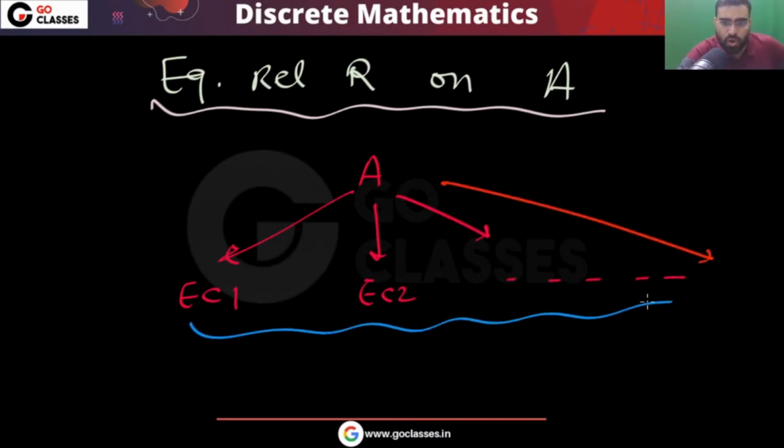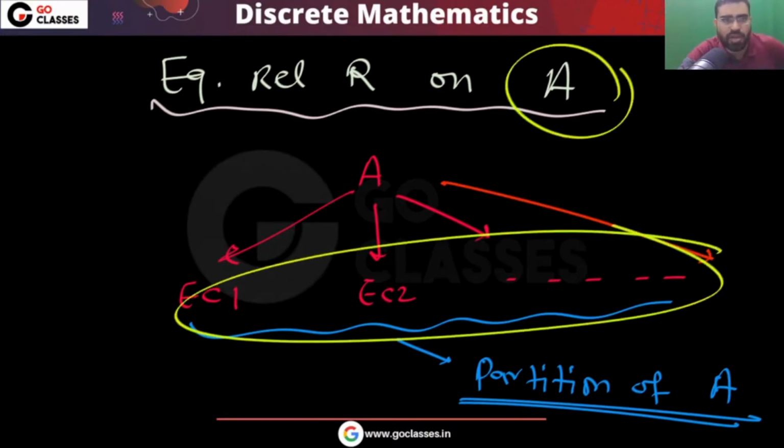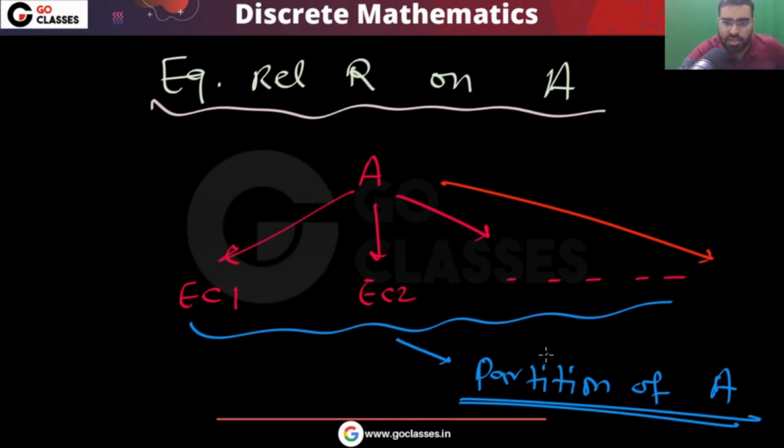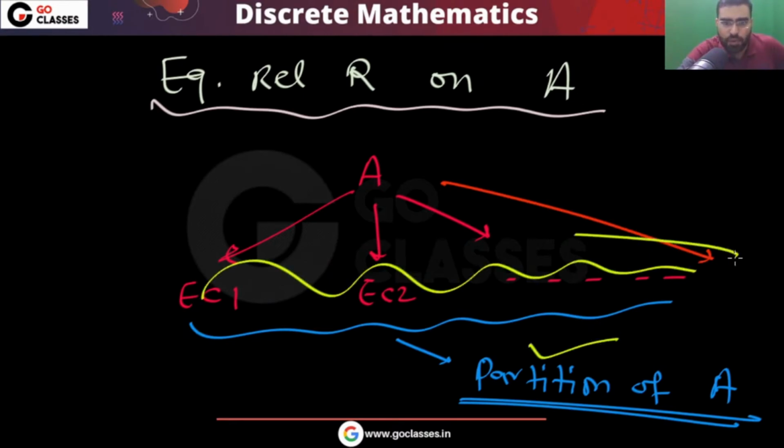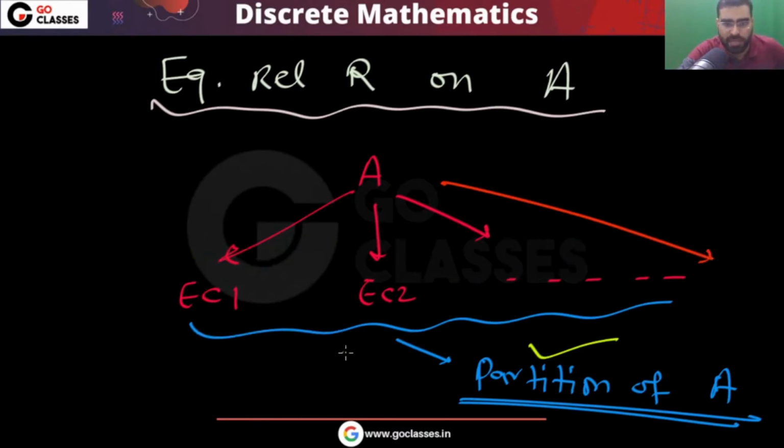This is called a partition of A. A partition has some properties: all of the classes must be disjoint, and all of them will cover the entire A. If you take their union, you will get A. Also, they will all be non-empty. So this is a partition of A. These are the properties.